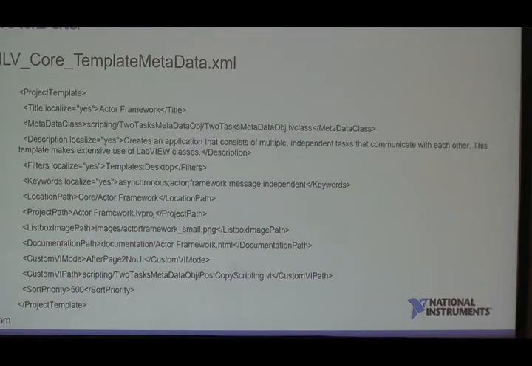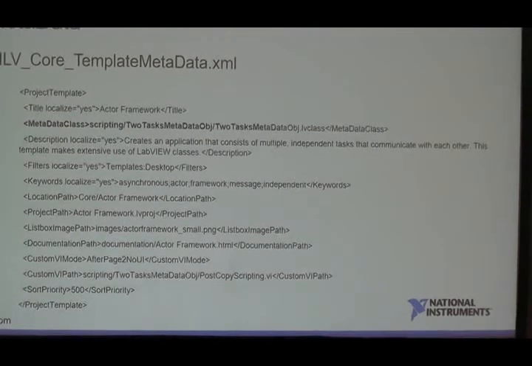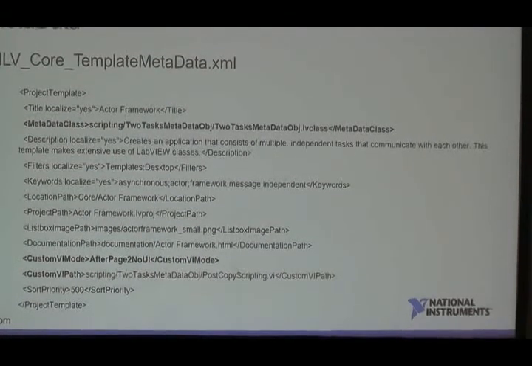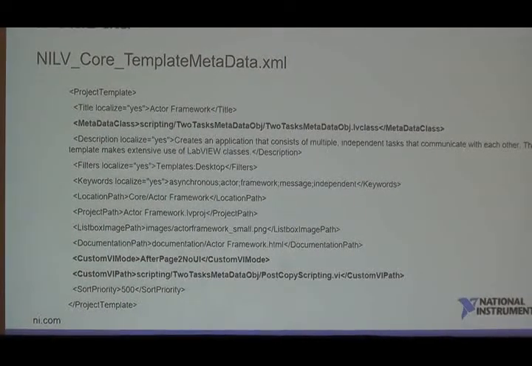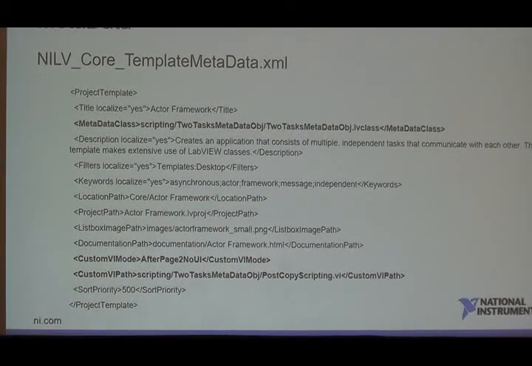And so let's look at what's going on behind the scenes here, because this is a lot more. There's a few tags that changed quite a bit. The first one I want to point out is this metadata class. Did that appear at all before? That was kind of hidden, right? And so what is defined here is a child of a class that NI has existing on disk. And so they created a child of this class, and they're saying this is where he resides. The other thing is this custom VI mode, that after page 2 no UI, and then the custom VI path.